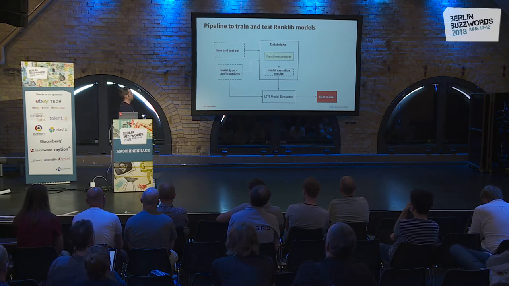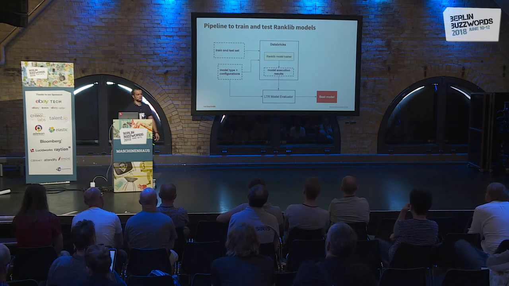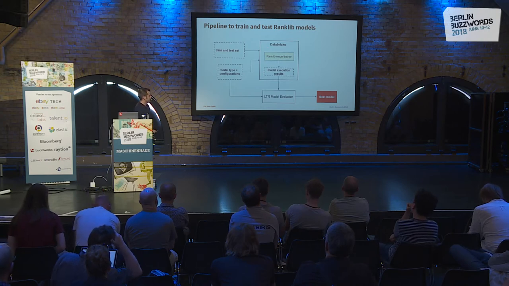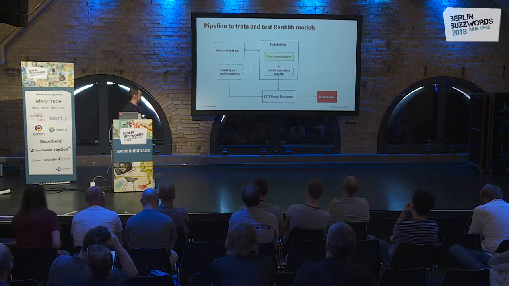And then we distributed RankLib on Spark. So we run this on a Spark cluster, the model trains, and we collect many model execution results. And outside Databricks, we have a module here, the LTR model evaluator, which fetches results and the configuration file and analyzes the output. And for that round, that iteration, it returns the best model.